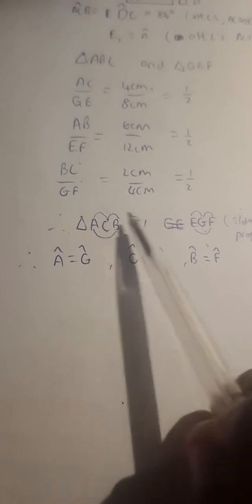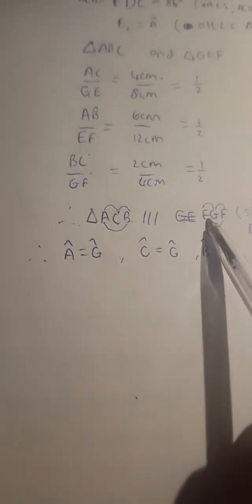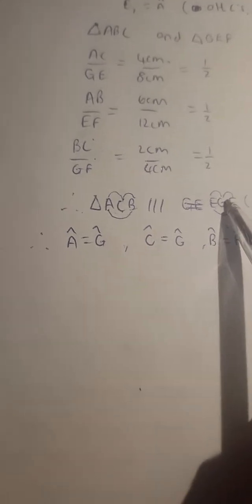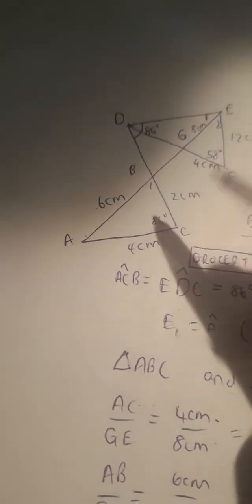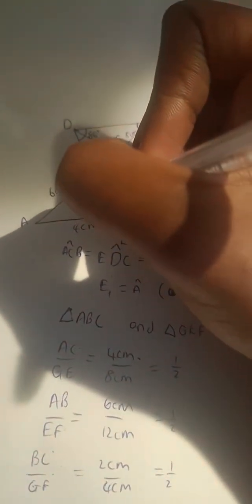The angle A is equal to angle E, angle C is equal to angle G, angle B is equal to angle F. Now let's go back. Angle C.